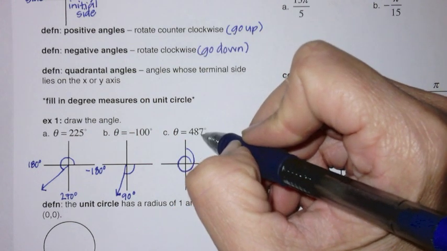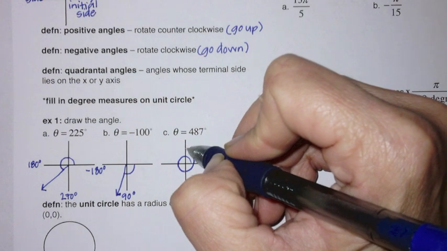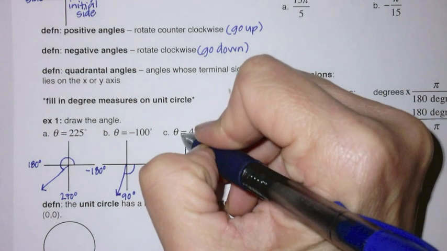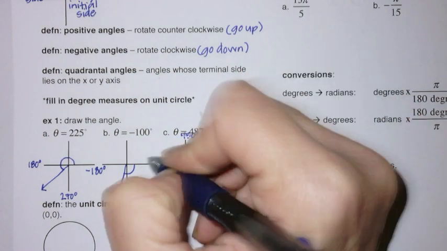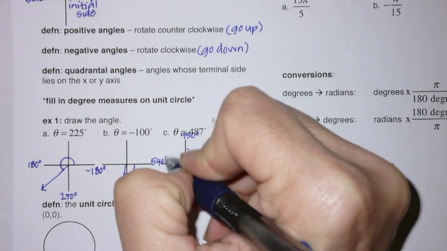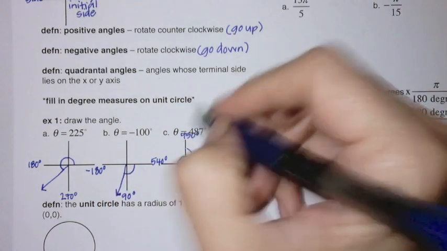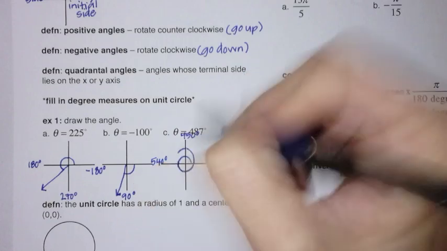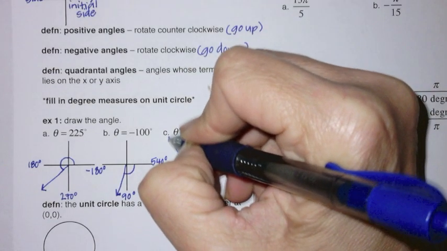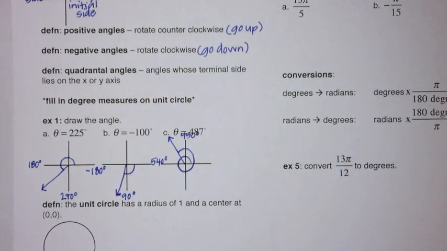So how much past 450 degrees, which is where this is 450 degrees, and this is 540 degrees, is 487? It's 37 degrees, so a little over a third of the way. And it's kind of fun because it starts to make the little spiral like a snail's shell.